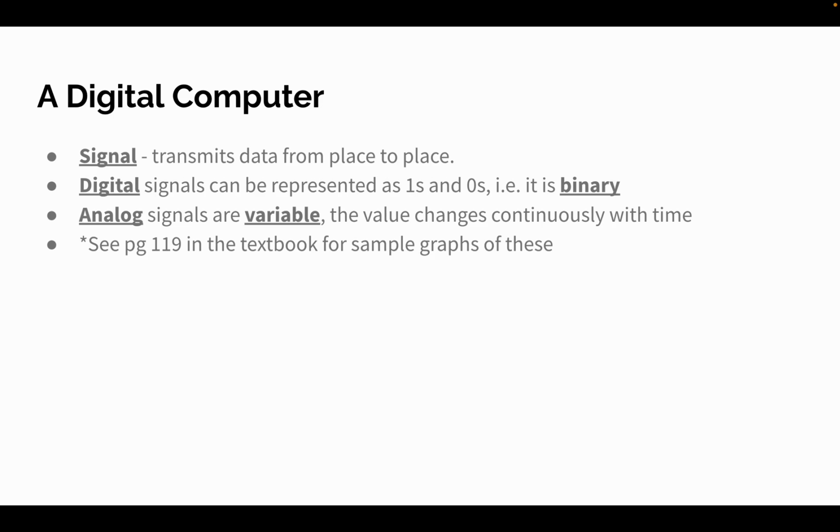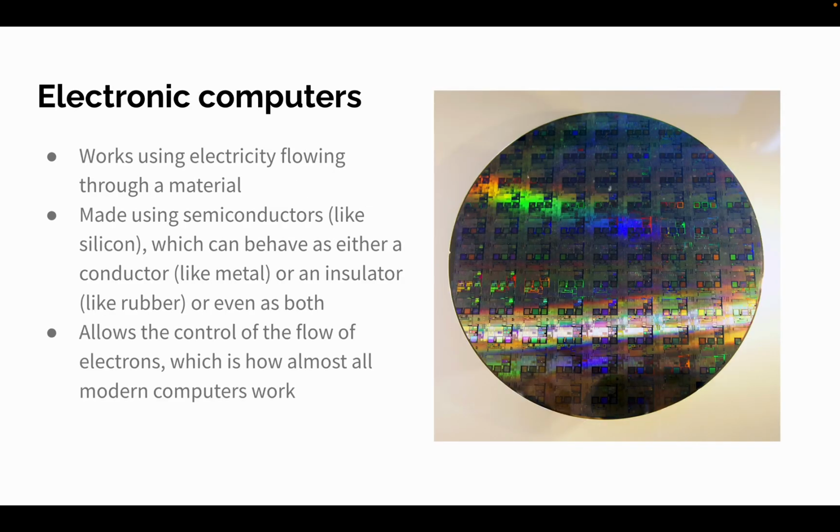Your light switch is binary in the sense that it can be on or off. Then you have an analog signal, which is a variable. The value changes continuously with time, like a volume dial on a radio. You don't have a volume switch that's either on or off. You can turn the dial and choose how loud you want it to be. It's a variable input. You can check page 119 in the textbook. They give graphs of a digital signal and an analog one.